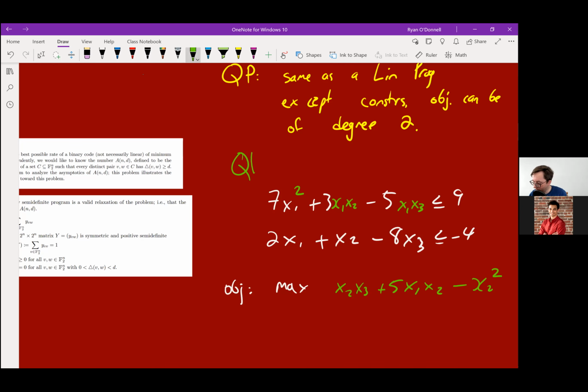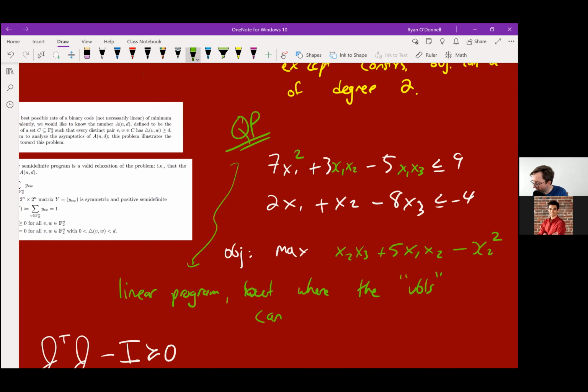I see. So that's a quadratic program. That makes sense. So you can think of a quadratic program as, and maybe I'll be a little informal here, like a linear program, but where the variables can be products of 2 variables. That doesn't quite make sense, but I guess you know what I mean.